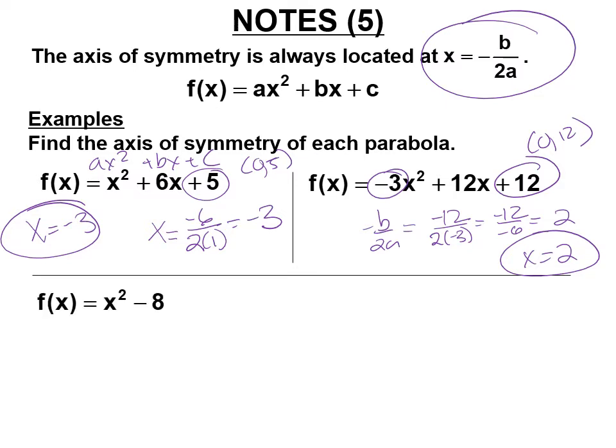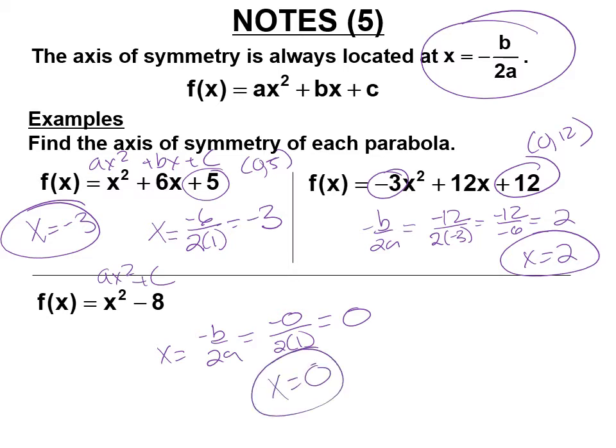Same thing here. It's negative b all over 2a. Now, this is ax squared plus c. There's no bx, so b is missing. Why is b missing? Because it's 0. And 0 divided by 2, even if it's -0, is 0. So the axis of symmetry is a vertical line where x equals 0. Where does x equal 0? The y-axis. The axis of symmetry is the y-axis.